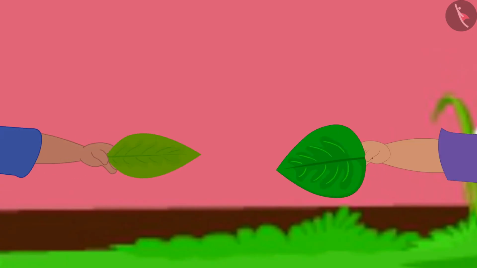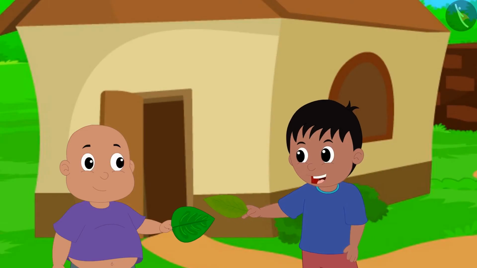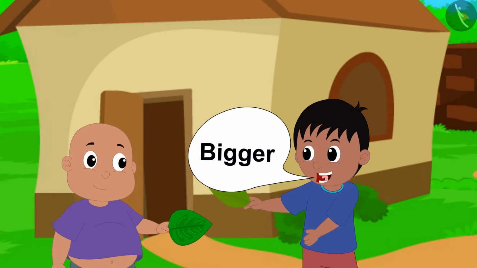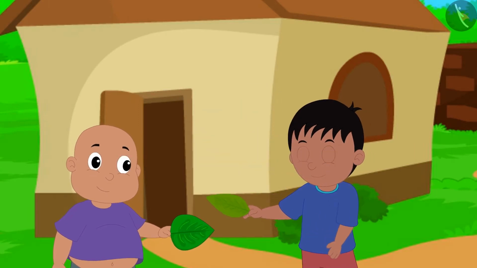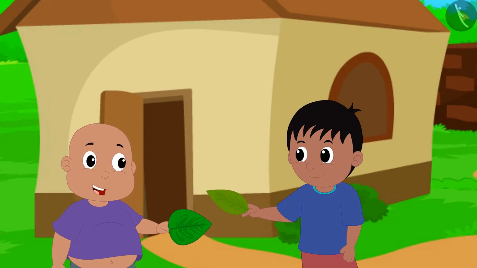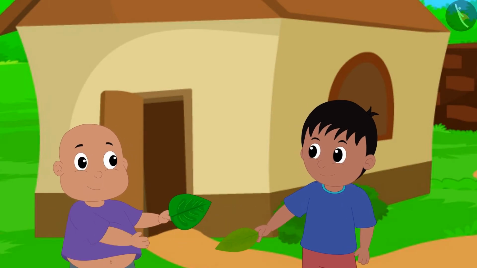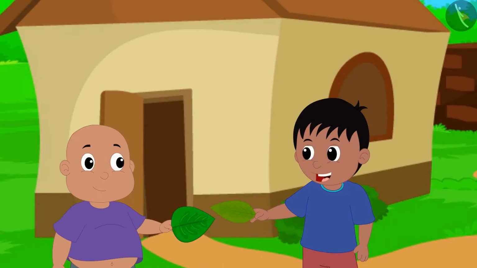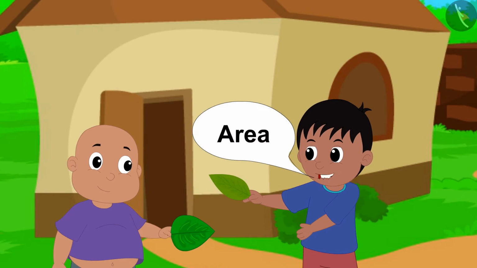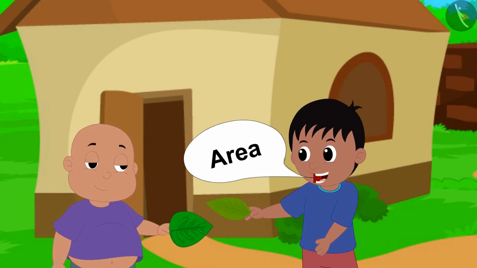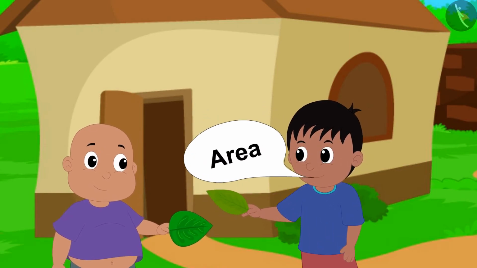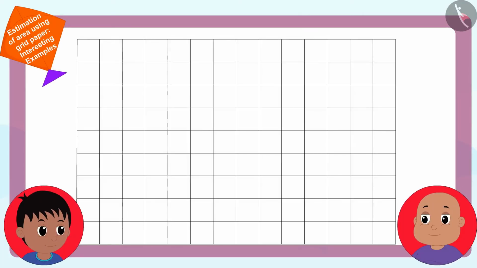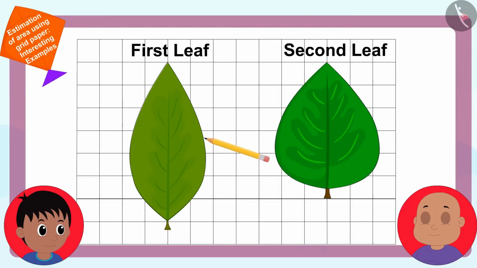Both Bablu and Raju found one leaf each. Bablu, we should use the bigger of these two leaves to make our painting. Raju told Bablu. But how will we find that out? Bablu asked Raju. All we need to do is to find the area of these two leaves. The leaf which has more area is bigger. Saying this, Raju created outlines of both the leaves using a pencil on a grid paper.